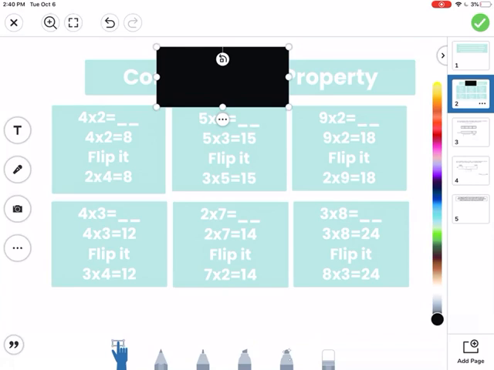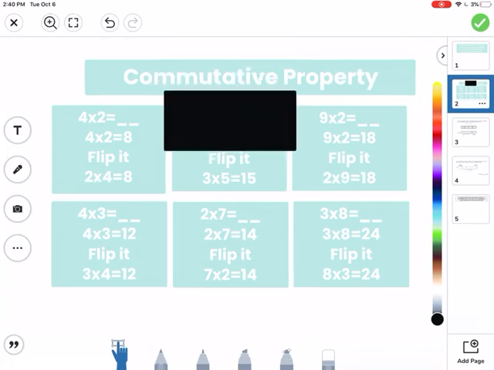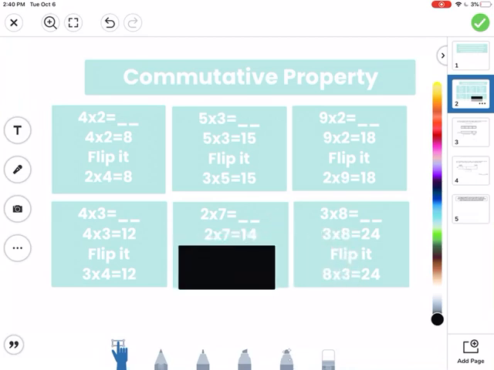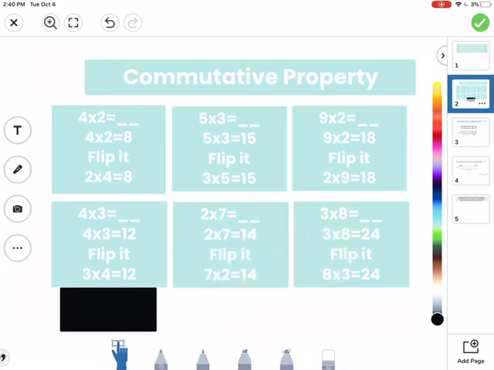We have 4 times 3. You flip it. 3 times 4 equals 12. Just showing the commutative property and how it relates. It's really cool, I think, how numbers all end up working out like that. All right, let's move into our problems.